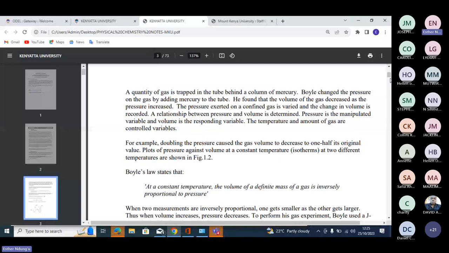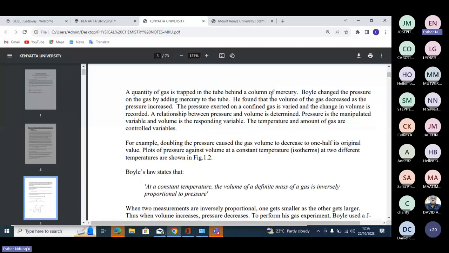The experiment, just briefly: a quantity of gas is trapped in a tube behind a column of mercury. Boyle changed the pressure on the gas by adding mercury to the tube. He found that the volume of the gas decreased as the pressure increased. The pressure exerted on the confined gas is varied, and the change in volume is recorded. A relationship between pressure and volume is determined. Pressure is the manipulated variable, and volume is the responding variable.